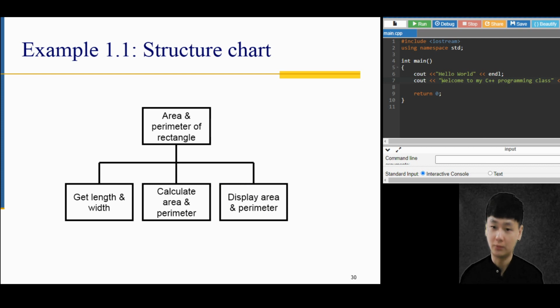So I don't really encourage students to use this structure chart if you have very simple and straightforward questions. This technique is commonly used when we have a solution that involves a lot of functions. Okay, so I will show you how to use this structure chart properly in the lesson on functions.